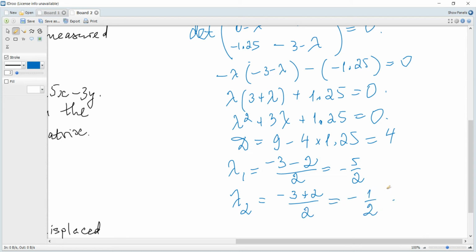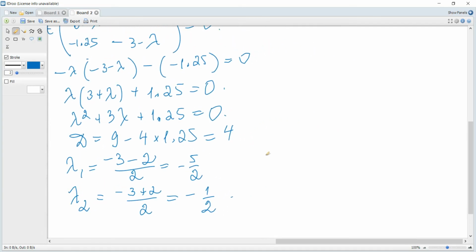Negative half, and we need the corresponding eigenvectors. For lambda 1 equal to negative 5 over 2, to find the eigenvectors, we should consider that our matrix multiplied by a vector is equal to lambda multiplied by a vector. It's actually a problem of eigenvalues and eigenvectors, and so it becomes our matrix.